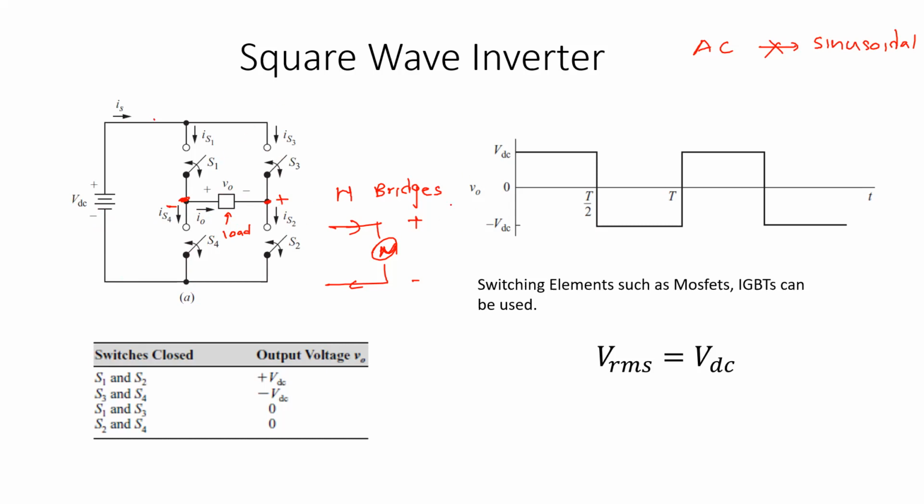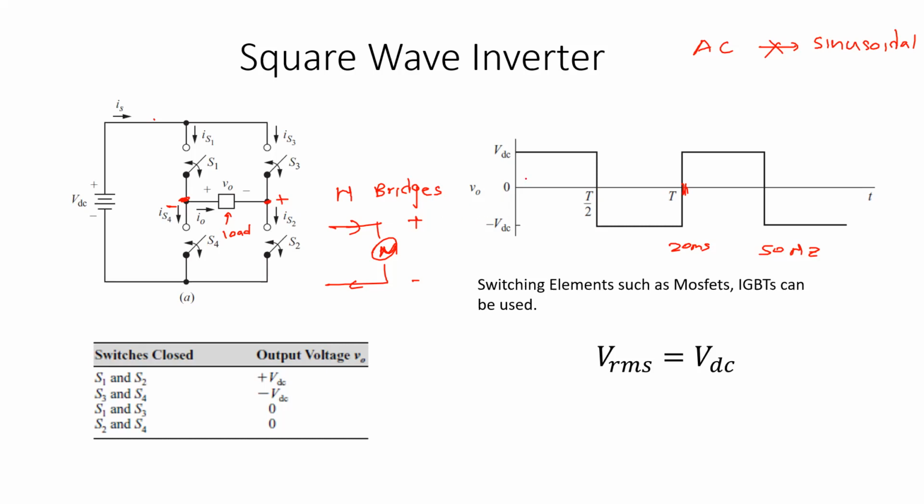What we do is we do it very fast. If you need a 50 hertz signal, we define our cycle time. If it is 50 hertz, this will be 20 milliseconds. So you switch it in this way to obtain this.